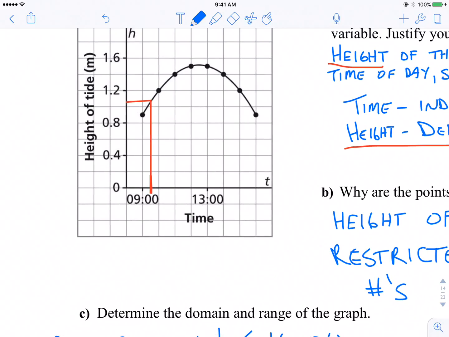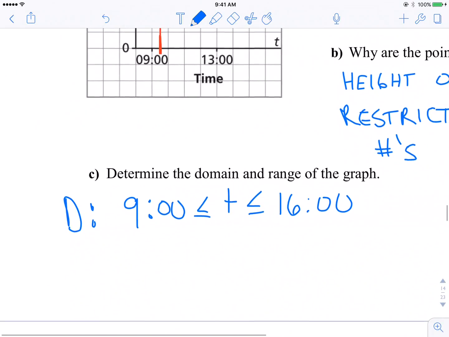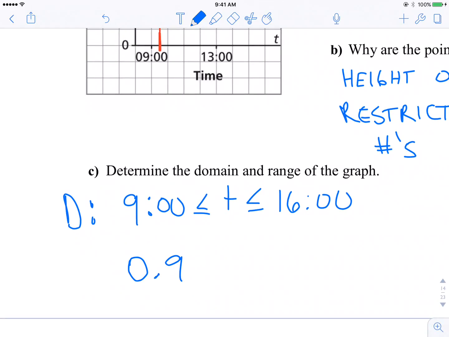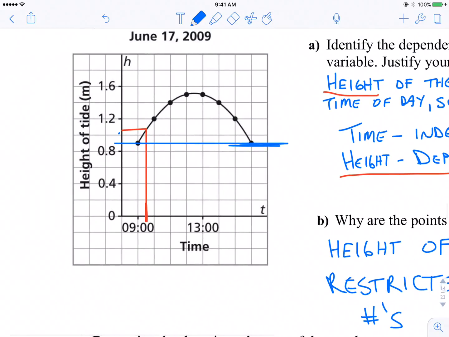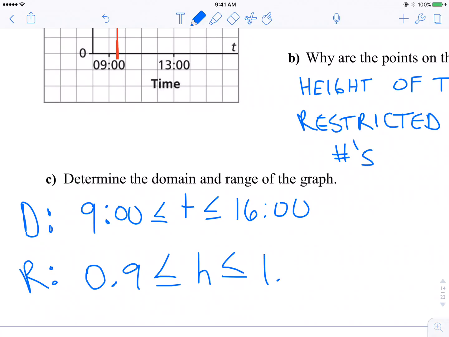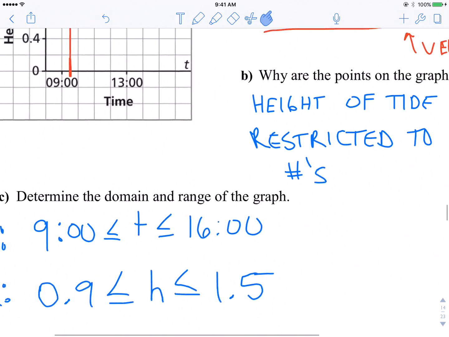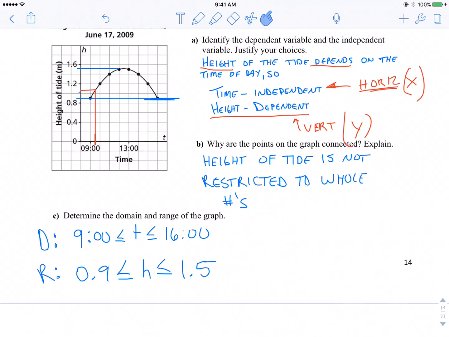And my range, what's my lowest range value? This value right here would be, what is that, 0.9. So it's going to be 0.9 less than or equal to my height, less than or equal to, this is my range, and my highest value, whatever this is right here, 1.2, 1.4, 1.5. And there's your domain and range.